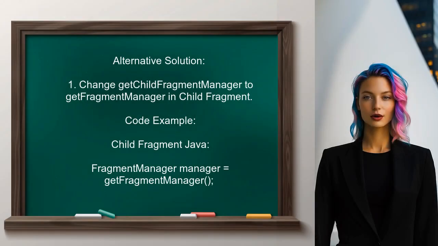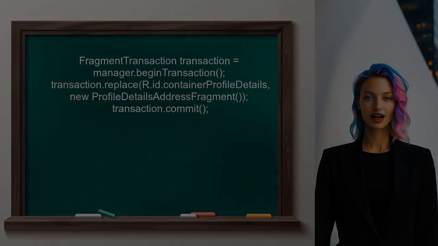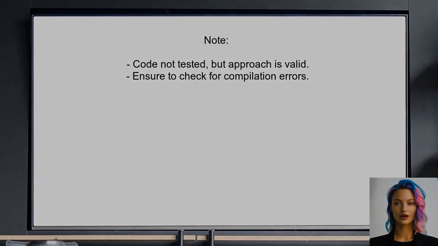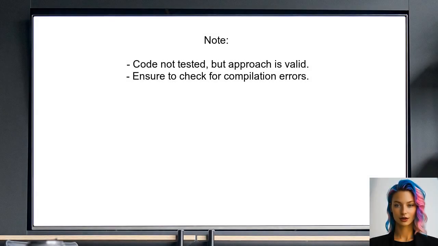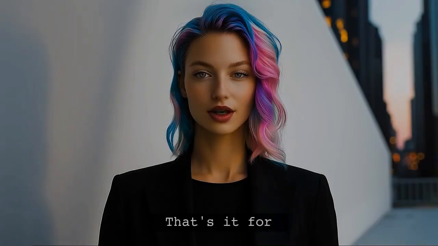An alternative solution provided by another user suggests modifying the code in both the parent and child fragments. In the child fragment, instead of using Get Child Fragment Manager, you should use Get Fragment Manager to replace the child fragment. This change allows the fragment replacement to work correctly without throwing an error. The user notes that while they haven't tested the code, the approach is correct for implementing the fragment replacement. That's it for that response.